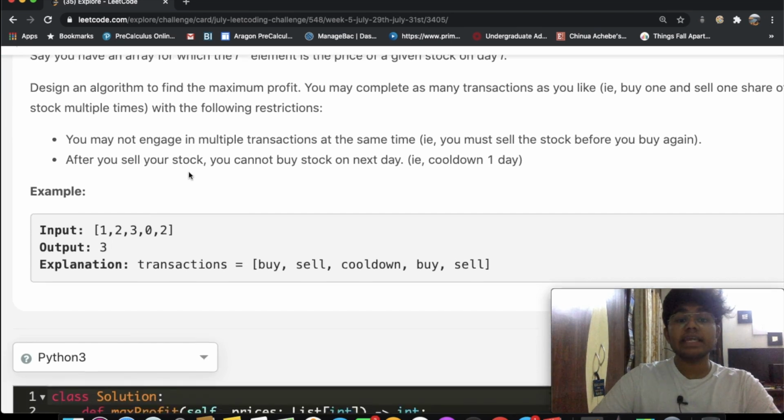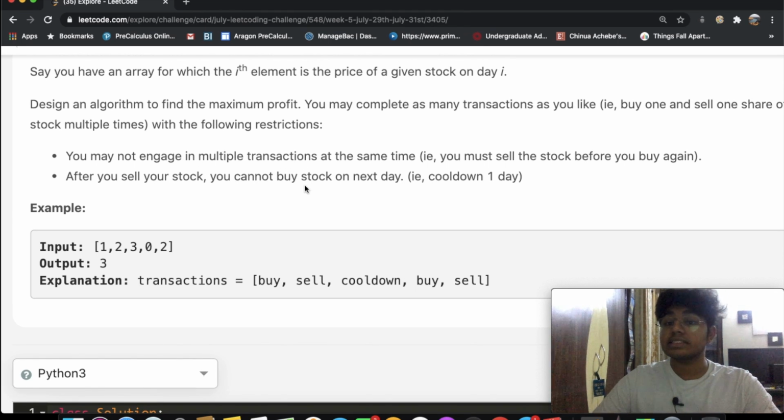You may not engage in multiple transactions at the same time. So that means that you must sell the stock before you buy again. Once you buy a stock, you have to sell it before you can buy it for the second time. And again, after you sell your stock, you cannot buy the stock on the next day.